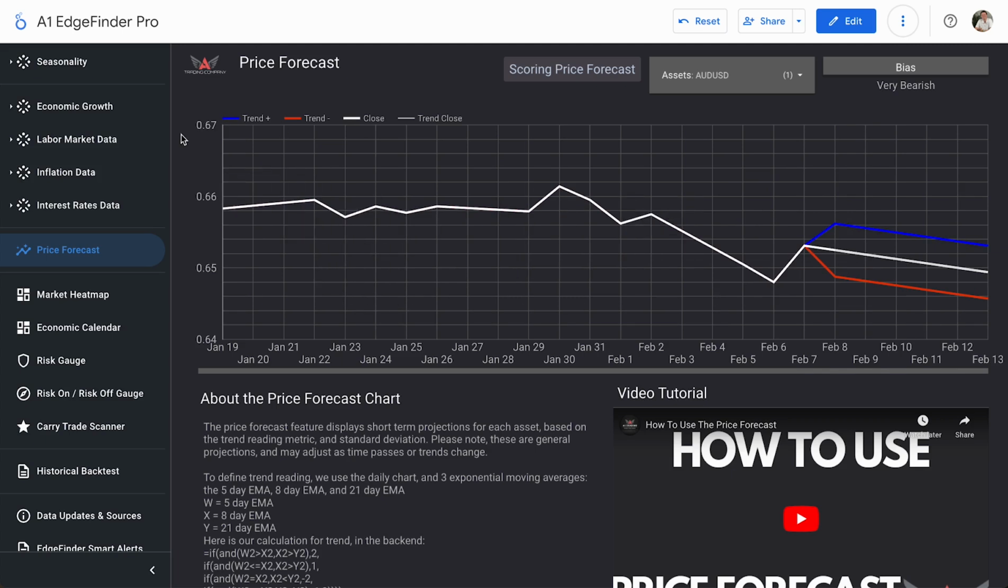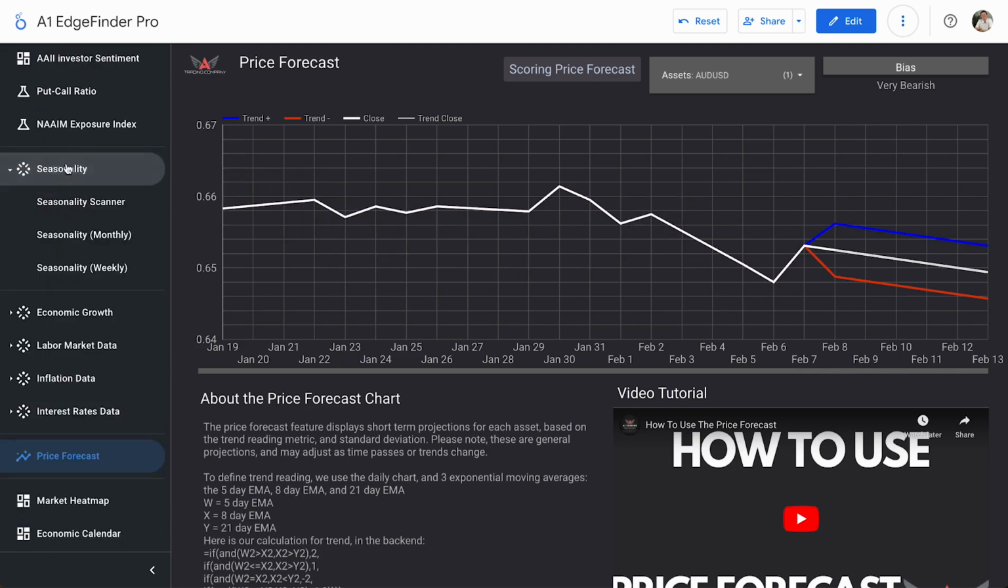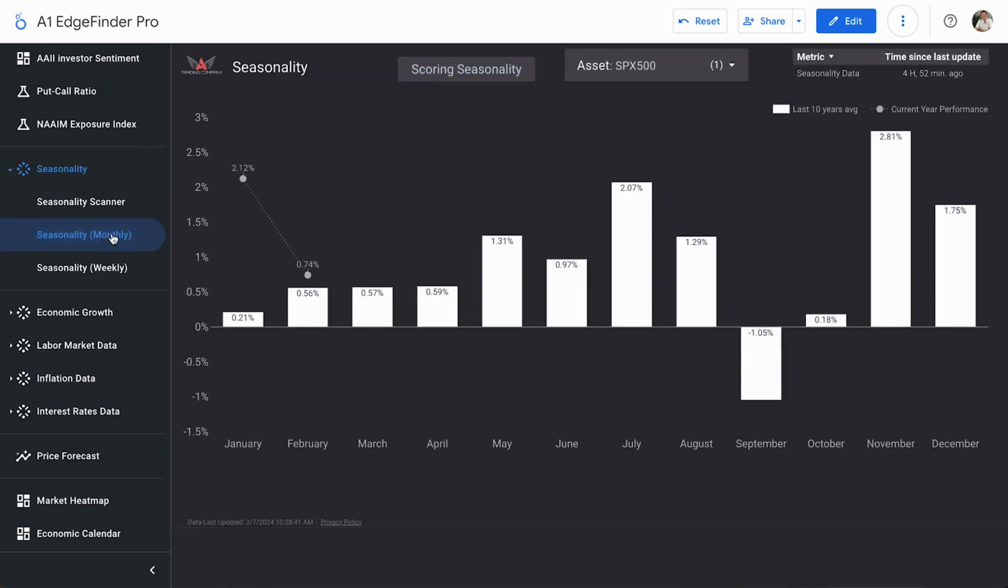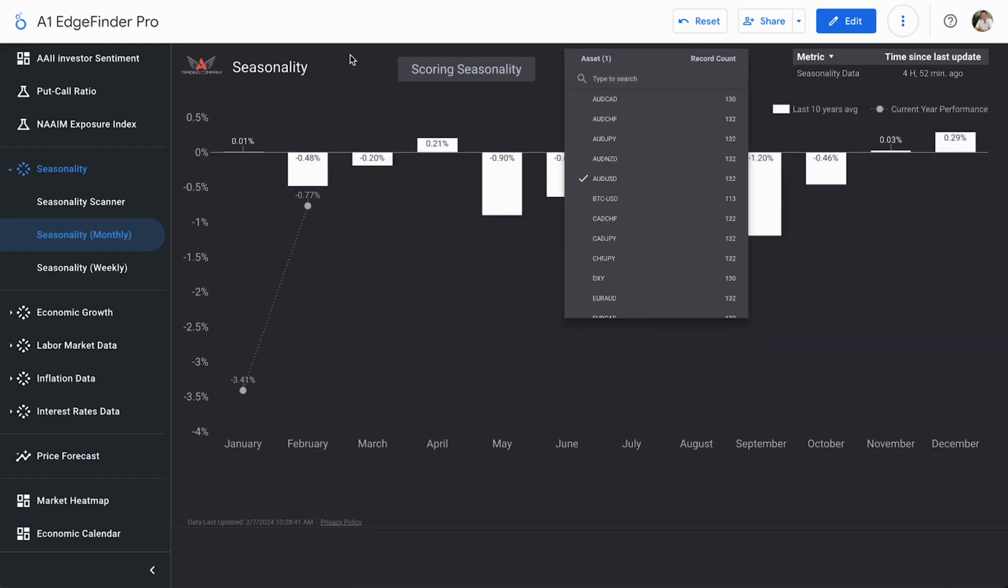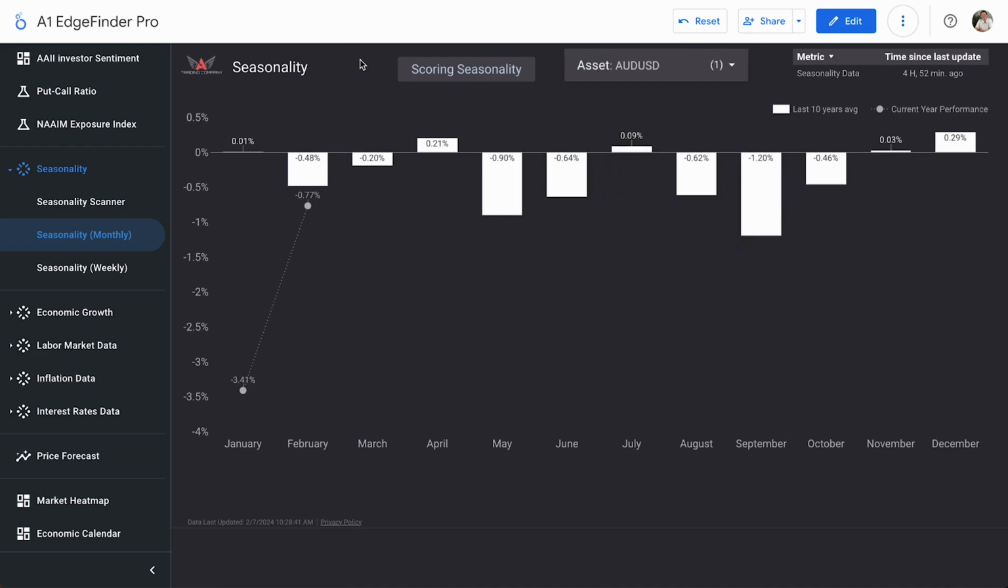Let's check out one last thing before we go back into the chart, and that's going to be seasonality. I want to look at seasonality on our monthly chart here, AUD USD. If you're unfamiliar with what seasonality is, it's a really cool tool because it tracks over the last 10 years for each of these individual months how all of these assets trend.